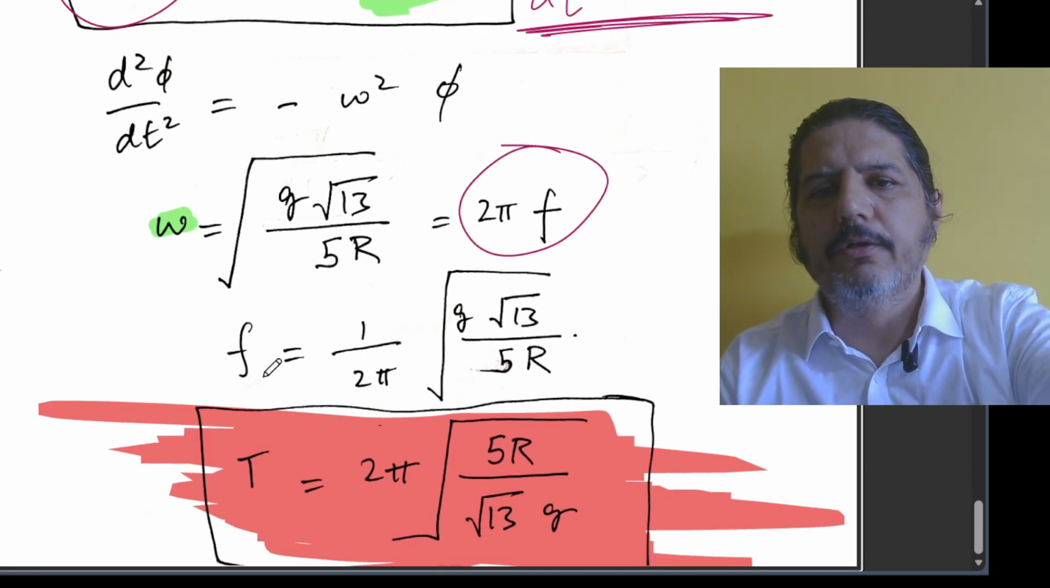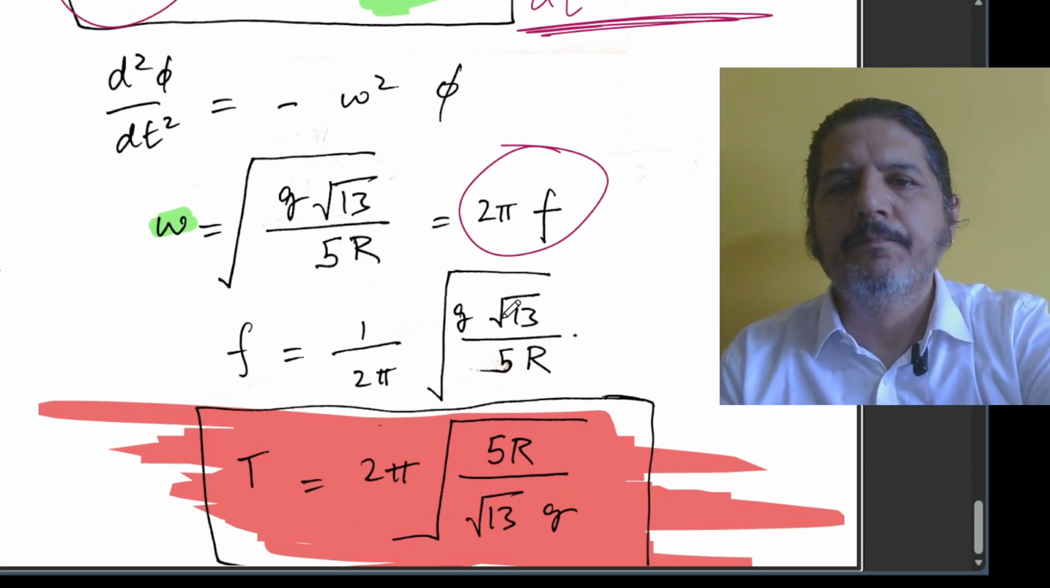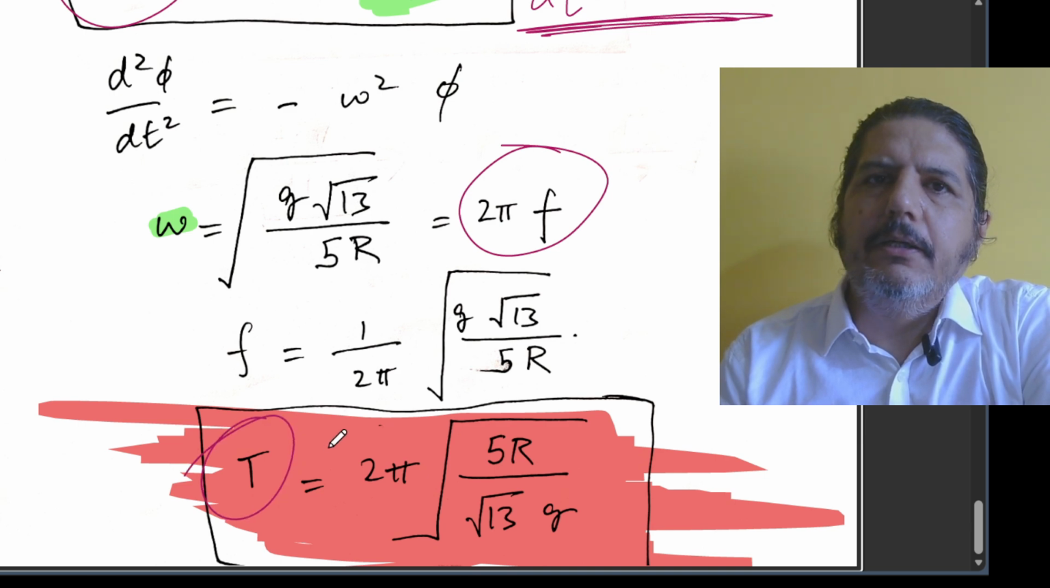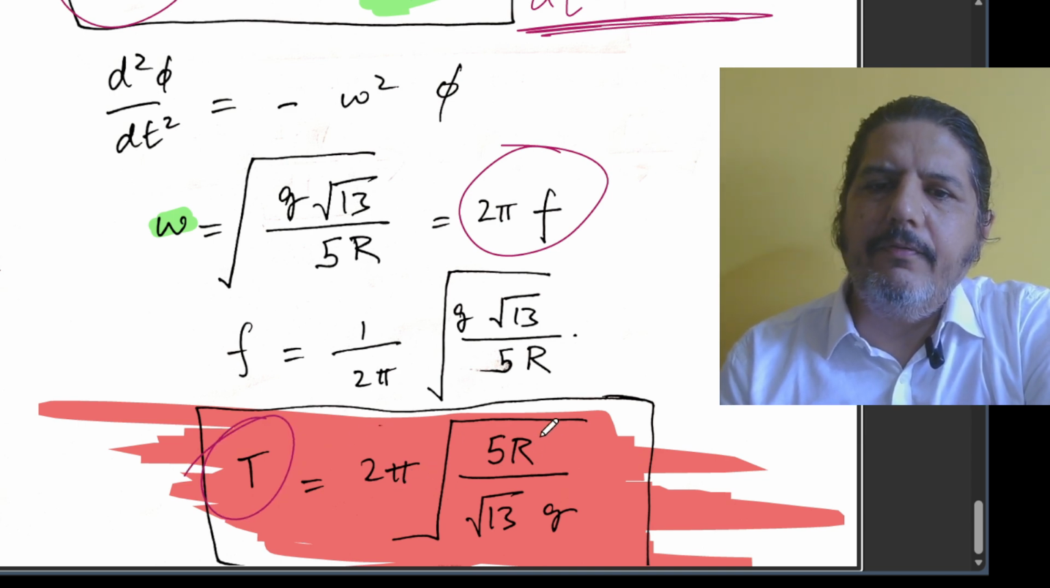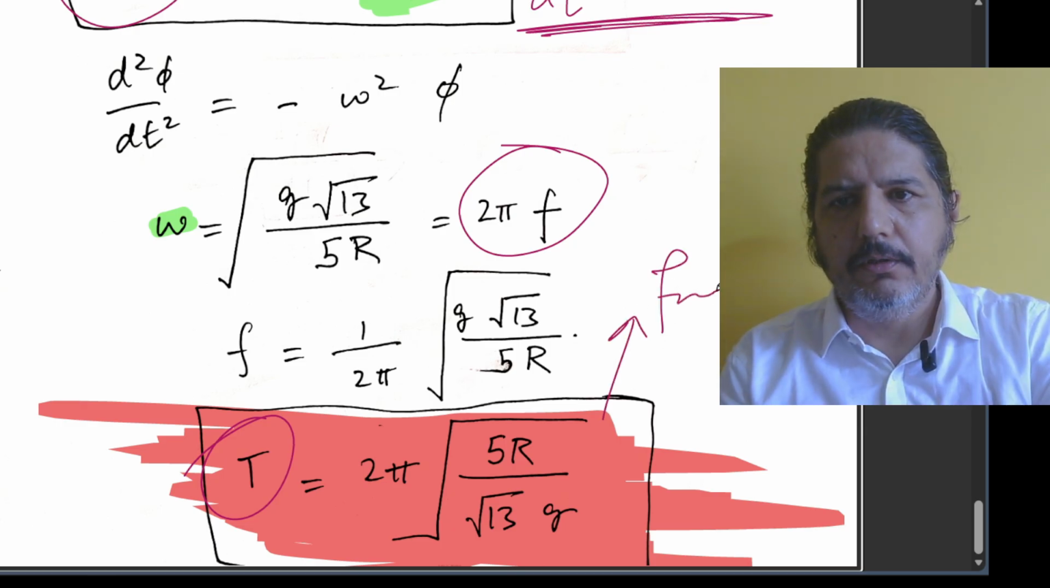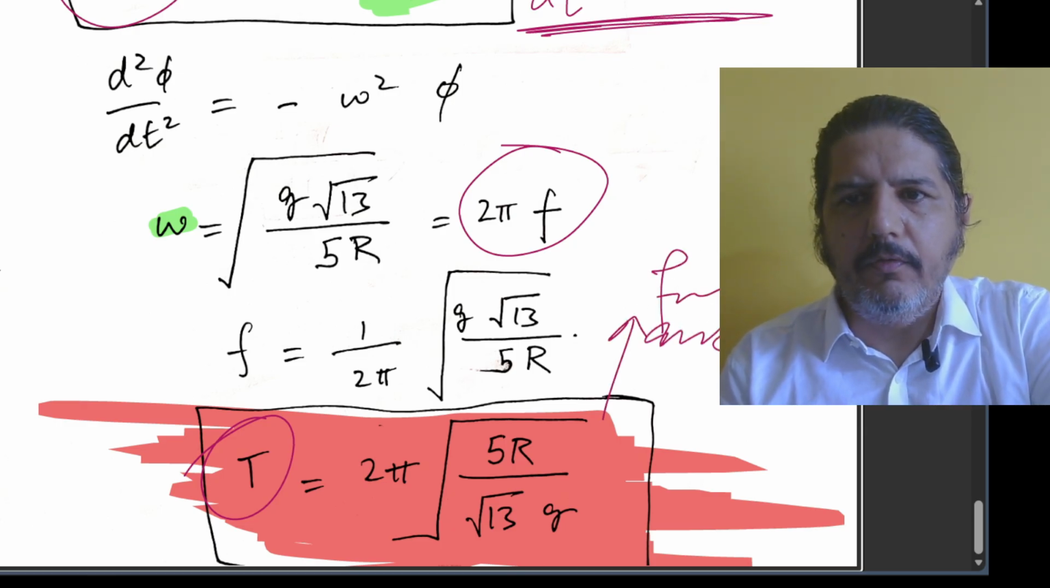So I calculate the value of frequency as 1 upon 2 pi times the square root of g root 13 by 5r, and consequently my time period would be equal to 2 pi times the square root of 5r upon root 13 g. So this is my final answer.